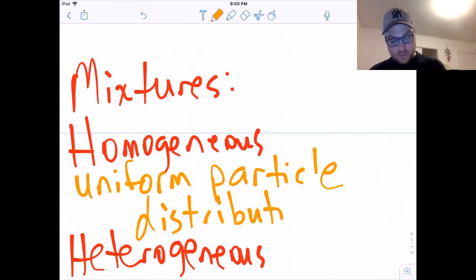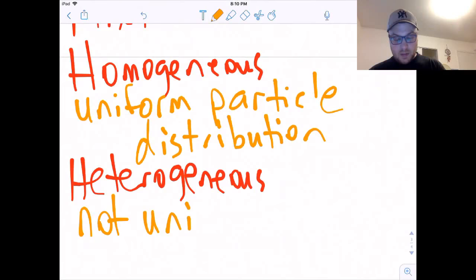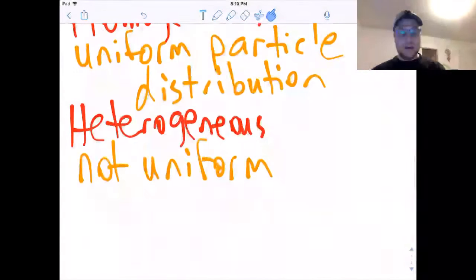So the particles are just distributed uniformly amongst each other. And when I draw particle diagrams in a minute, you'll see what I'm talking about. Versus a heterogeneous mixture, which is not uniform. A classic example of a heterogeneous mixture is oil and water.